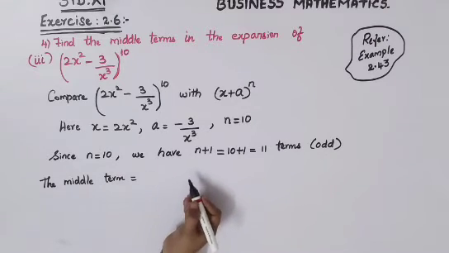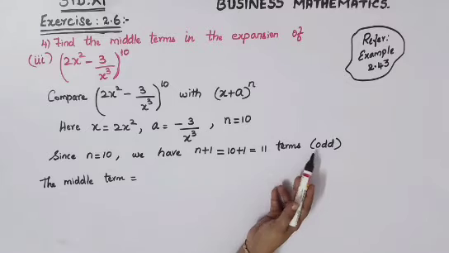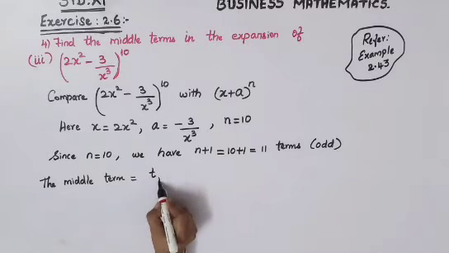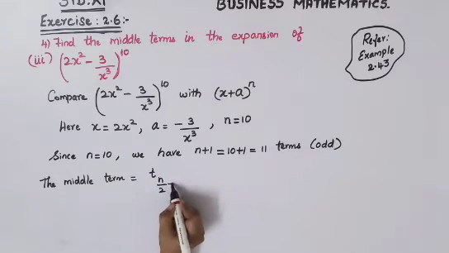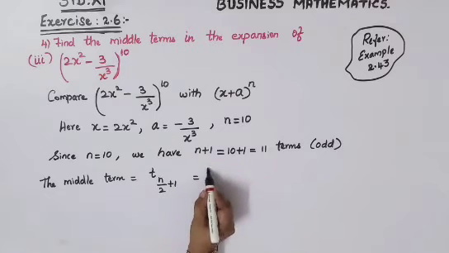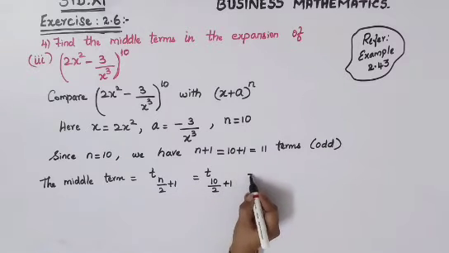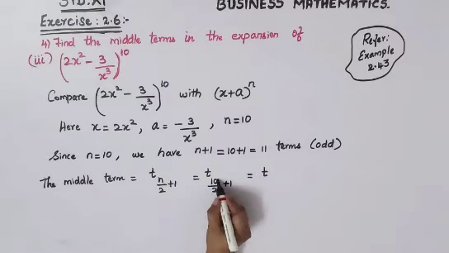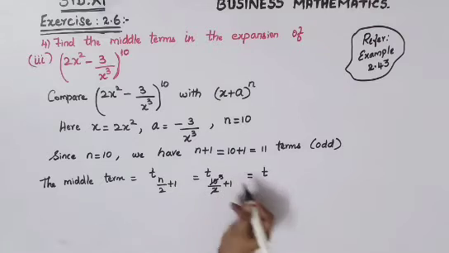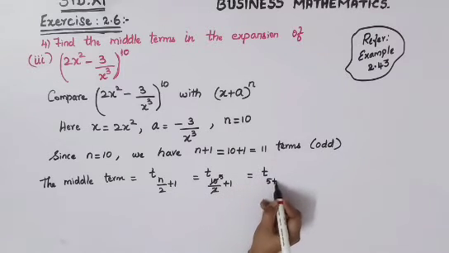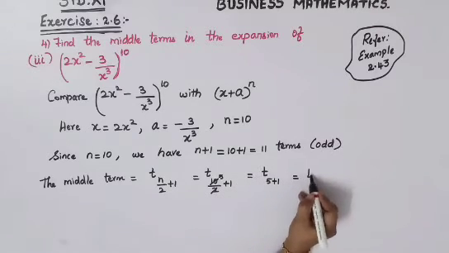the formula to find your middle term. If your number is odd, it is T of n by 2 plus 1. So in the place of n put 10, so T of 10 by 2 plus 1. 10 and 2 you can cancel, you get 5. So 5 plus 1 is equal to T6. Now we will have to find T6.